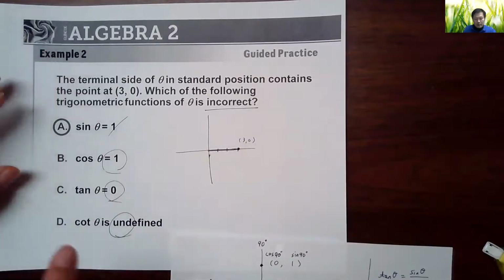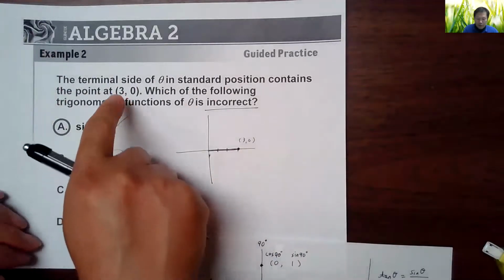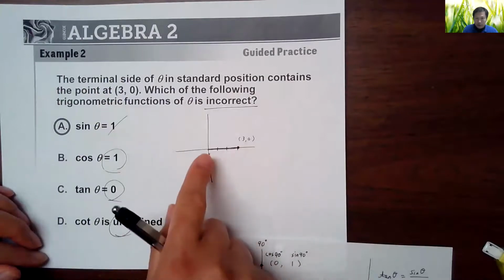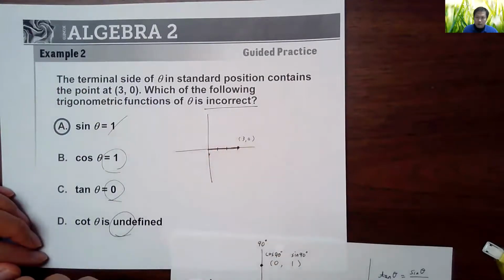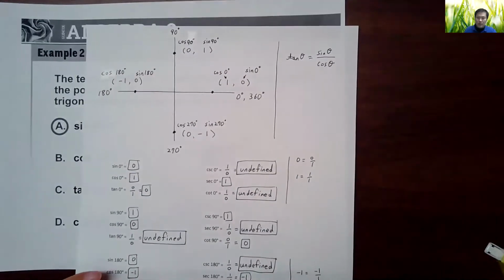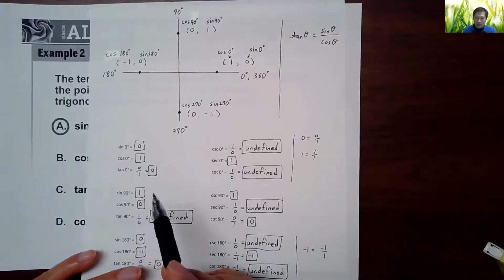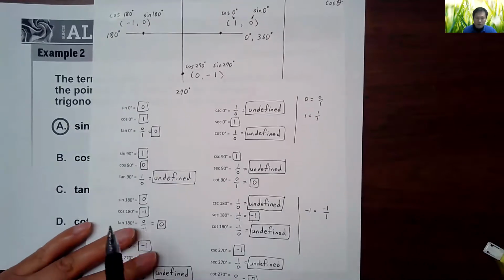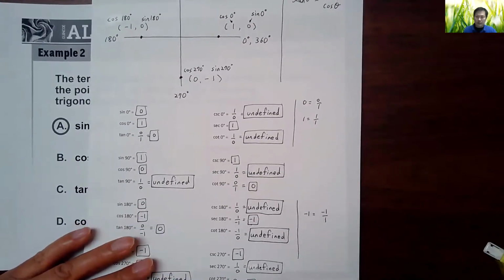Okay, in these problems, we give you a coordinate. Just plot the coordinate, then you get the angle. But you should be ready if they give you exact angle. If they give you angle of 90 degrees, 180 degrees, you still do the same thing.